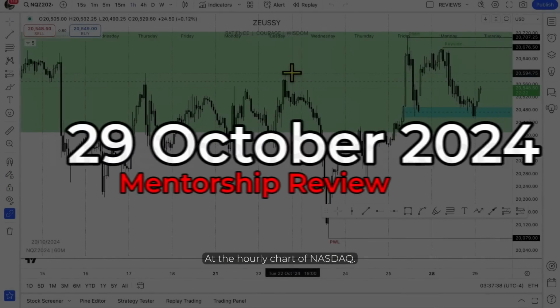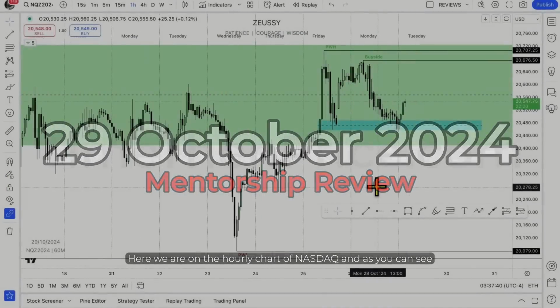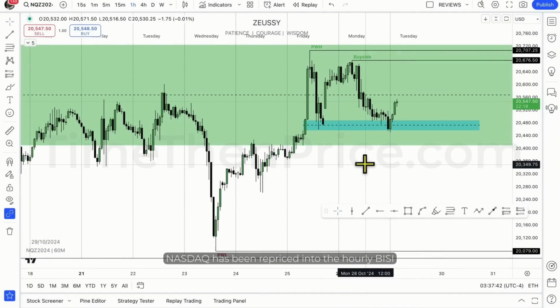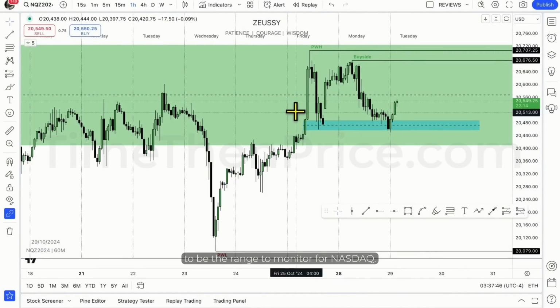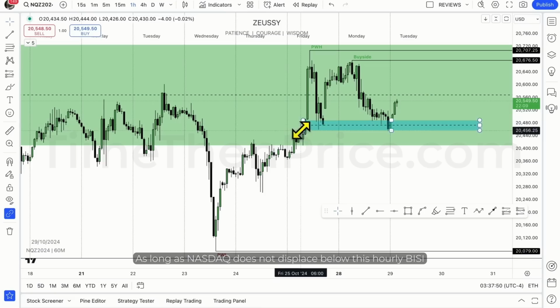At the hourly chart of NASDAQ. Here on the hourly chart of NASDAQ, and as you can see, NASDAQ has been repriced into the hourly BC, which I shared with you to be the range to monitor for NASDAQ. As long as NASDAQ does not displace below this hourly BC, I'm favoring a run towards buy side liquidity next.